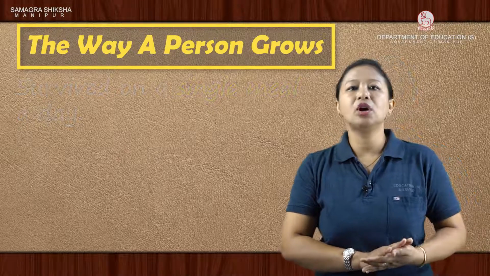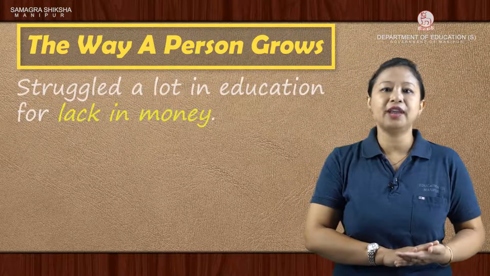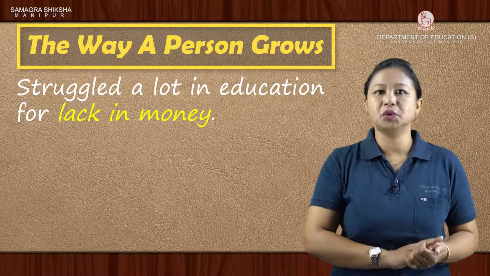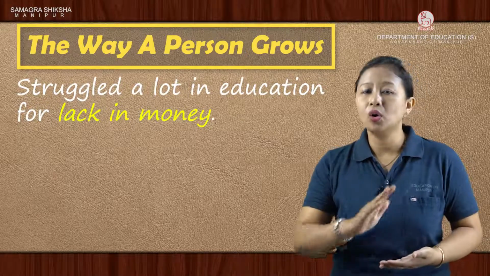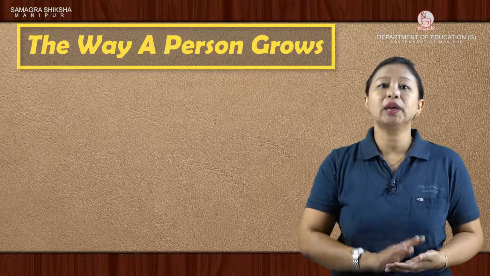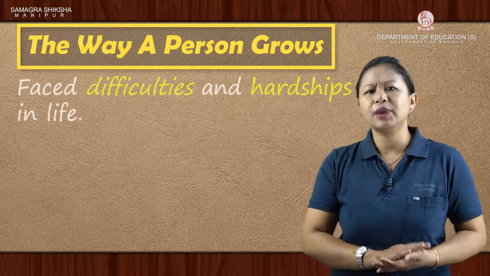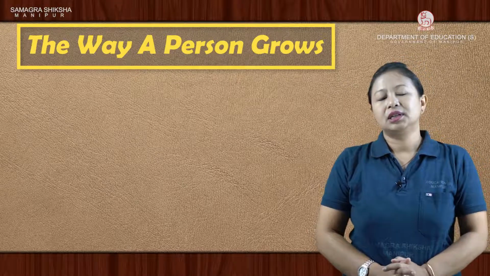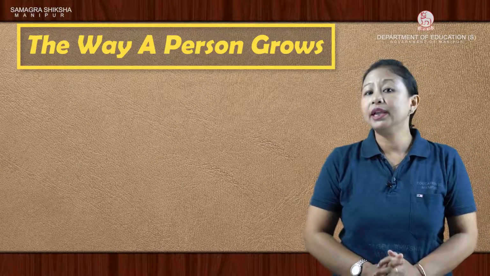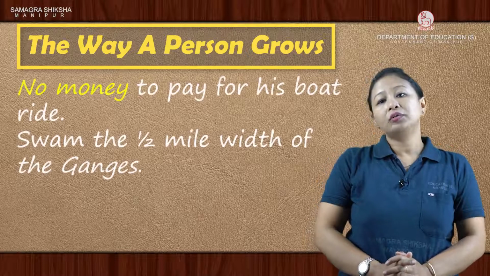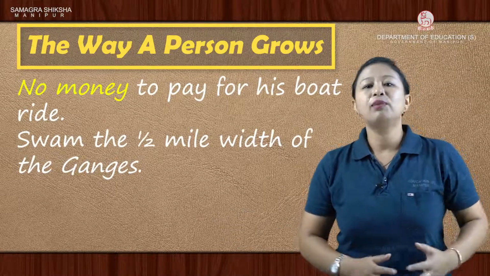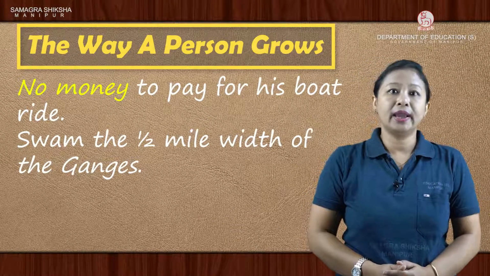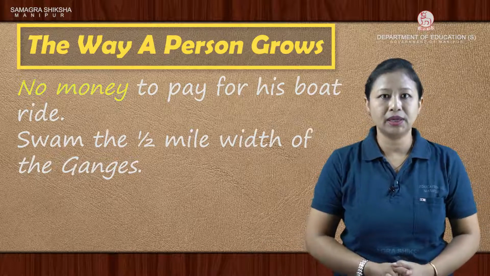So he struggled a lot, not only for food, but for education and other basic necessities also. But he bore all the pain quietly without any complaints. He faced many difficulties and hardships in life. On many occasions, he was so poor that what happened? On many occasions, he swam the half-mile width of the Ganges. Why? Because he had no money to pay the boatman.